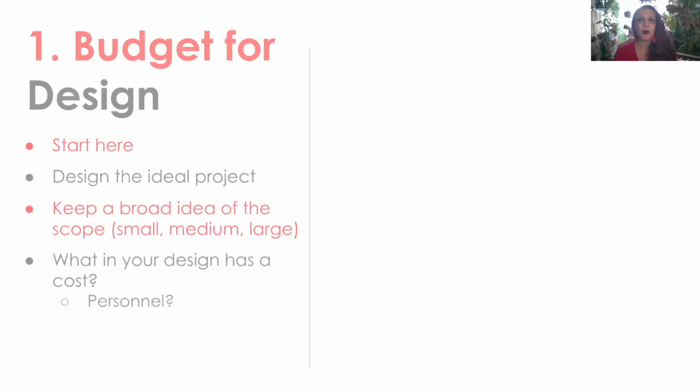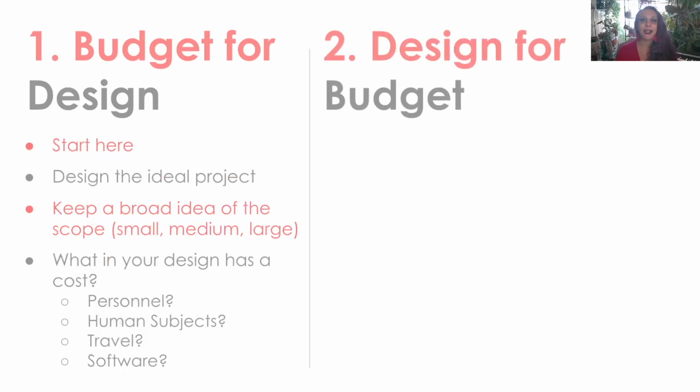I'm going to have people involved. I'm going to have human subjects, travel, software. What in my design has a cost? We literally just mark that, and then we try to get some exact amounts for that. Once we have that, then the second step is now to design for the budget.